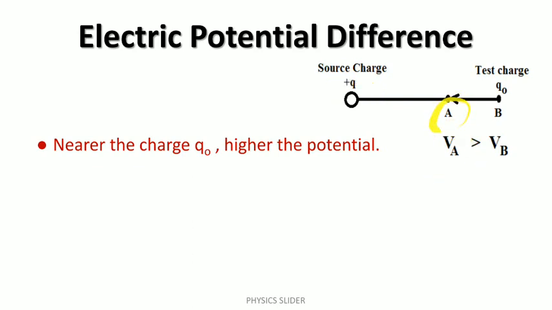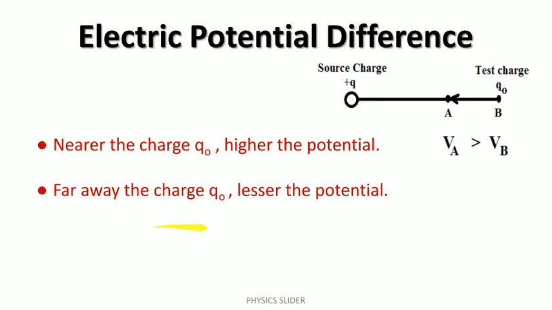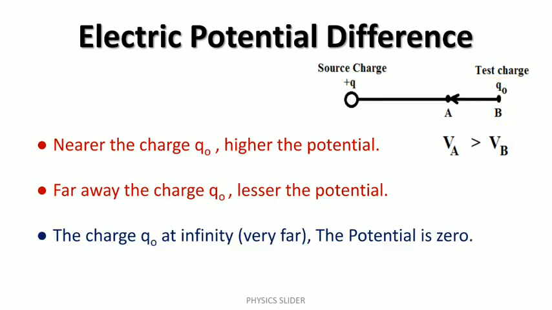This point A is nearer to the source charge, that's why the potential at A is higher than the potential at B. And vice versa, far away the charge Q0, lesser the potential. This point B is far away from the source charge positive Q, hence the potential at B is lesser. If we take this Q0 very far away, that is at infinity, then the potential will be 0. That is, the charge Q0 at infinity, that is very far, the potential becomes 0.